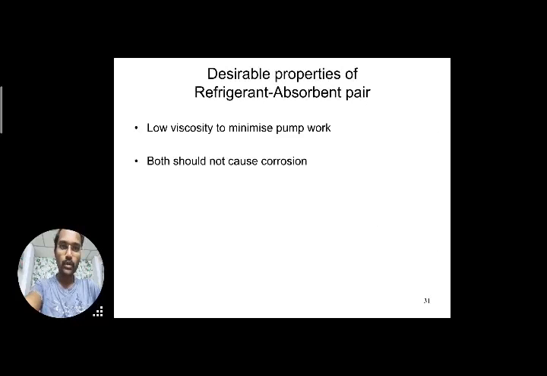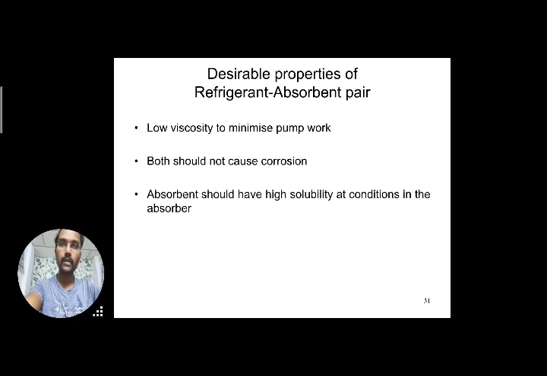A few other additional points. Low viscosity should be there. Why? Because it should be pumped with the help of a pump. So with the help of a pump, you have to pump that liquid to the different components. So it must maintain low viscosity.